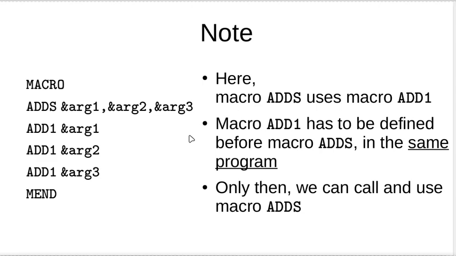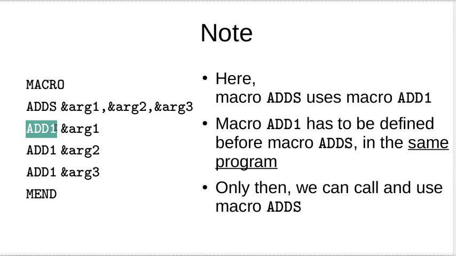a macro has to be defined before it is being called. Similarly, in this case, the macro ADD1 is being called, right? But that means somewhere in the same program this macro has to be defined before it is being called. Fine. So only then we can call and use the macro ADDS. So ADDS cannot be called until and unless macro ADD1 is defined before ADDS, right?